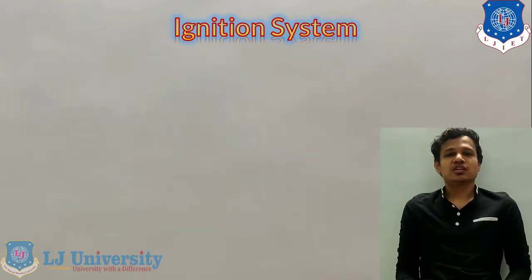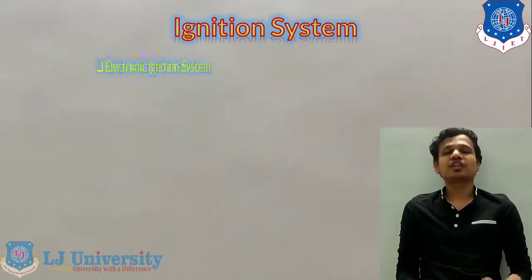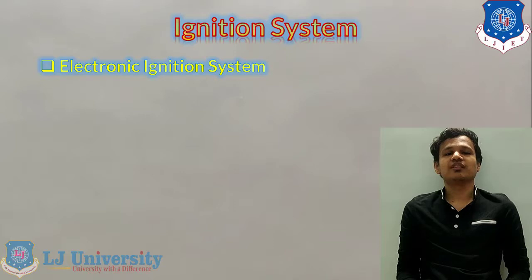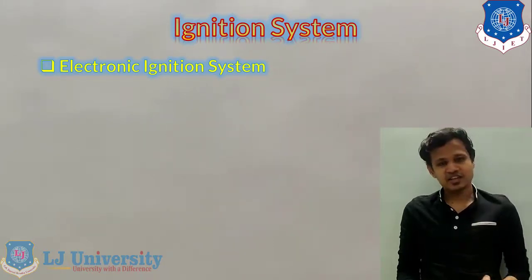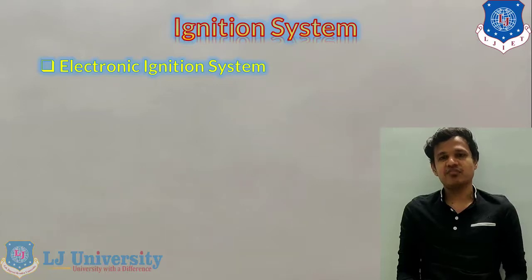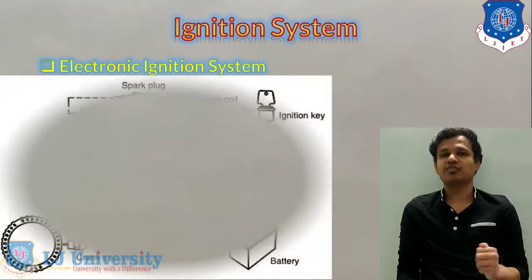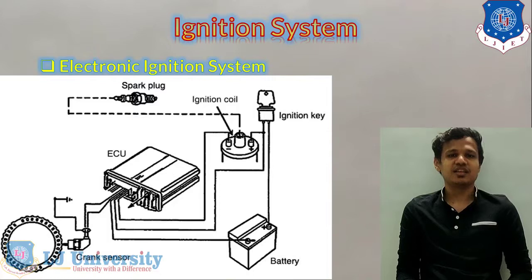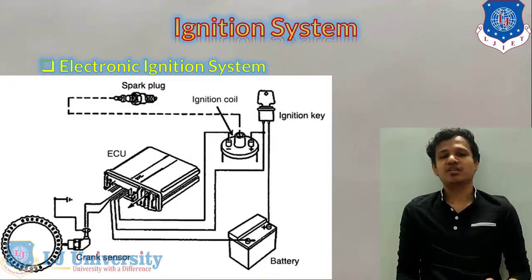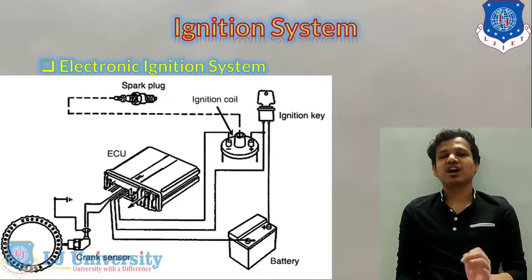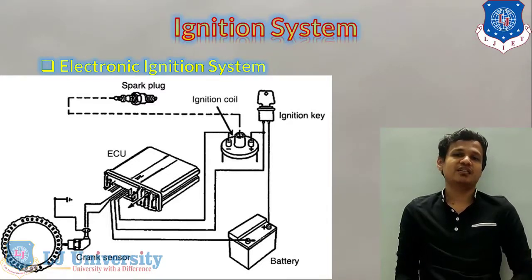Right. So the third type of the ignition system is known as the electronic ignition system. Now the electronic ignition system, according to its name, works automatically on the function of the sensors. Here you can see the basic circuit of the electronic ignition system. In the system, you can see the number of sensors that are used. The main sensor which is required for this system is a crank sensor.